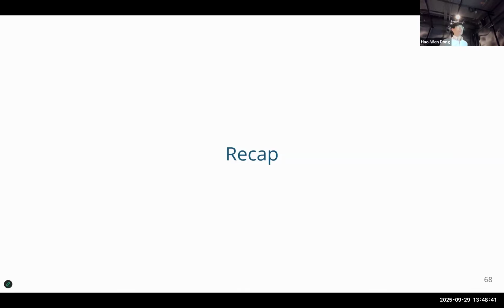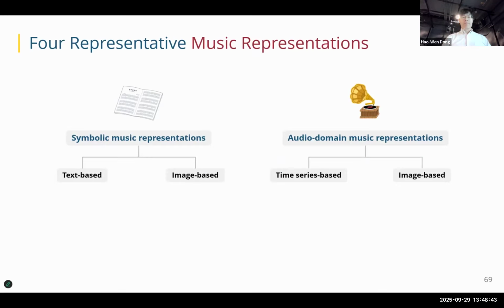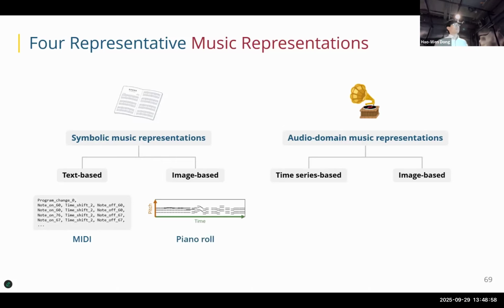Cool. Just a quick recap of what we've done two weeks ago. We were basically talking about two different kinds of representations. One on the symbolic side, which we covered a while ago, and then we talked about the audio domain representation. But basically, MIDI-like piano roll, and that translates to, in the audio domain, time series like waveforms and image-like spectrograms.